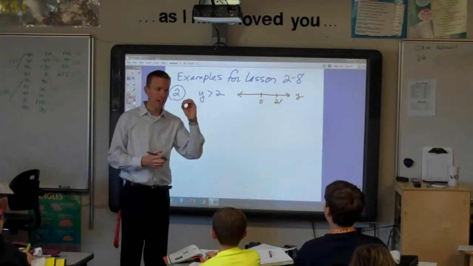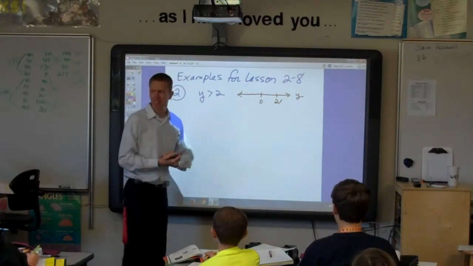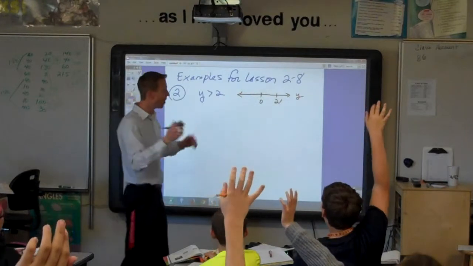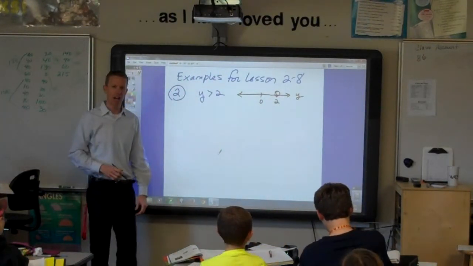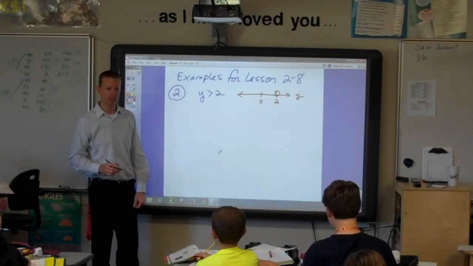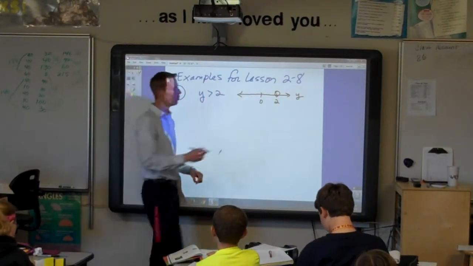And then we're going to use a certain type of dot to mark the number. Should we use an open dot or a solid dot? It's an open dot. Right. So you're just going to put a circle on the number. And now we're going to graph what y is. Y is greater than 2.